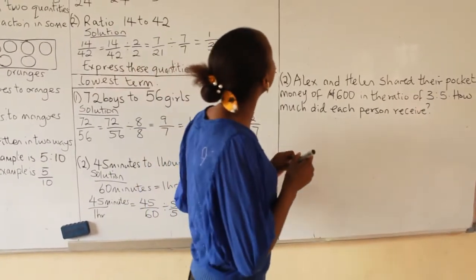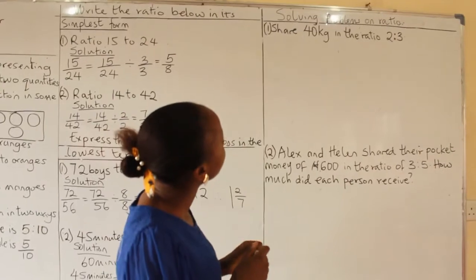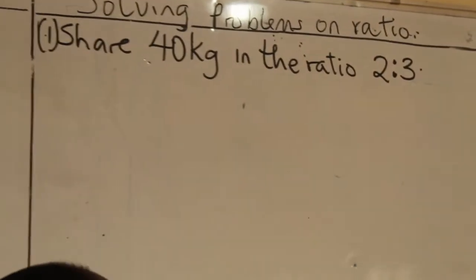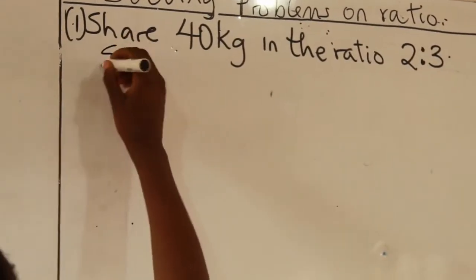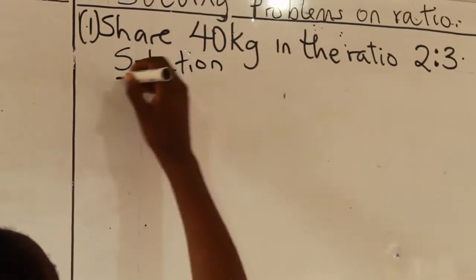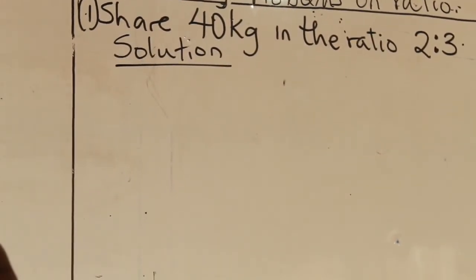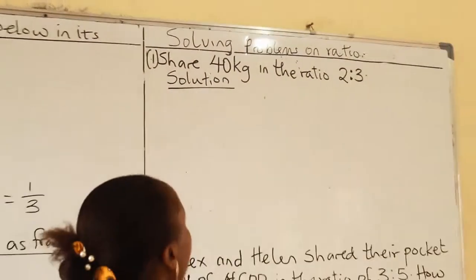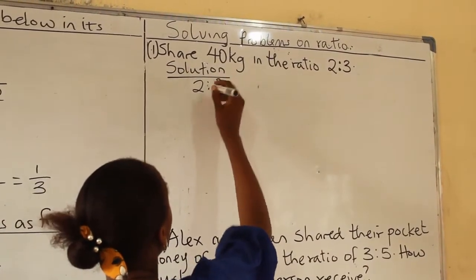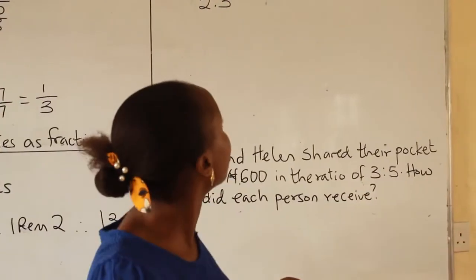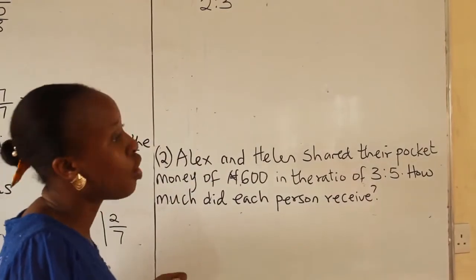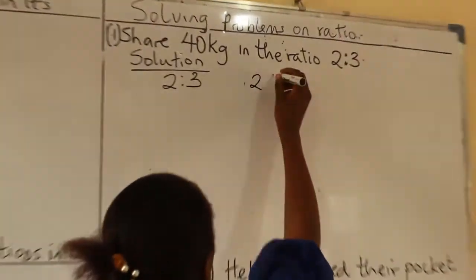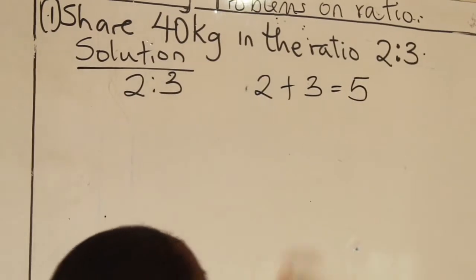And number 1 question here says, share 40 kg in the ratio 2:3. All right. The first thing to do is we add our ratio. Our ratio is 2:3, and the quantity to be shared is 40 kg. The first thing we do is we add our ratio, which is 2 plus 3 is equals to 5.